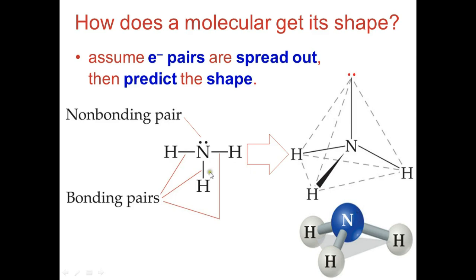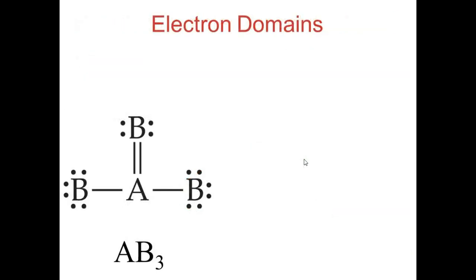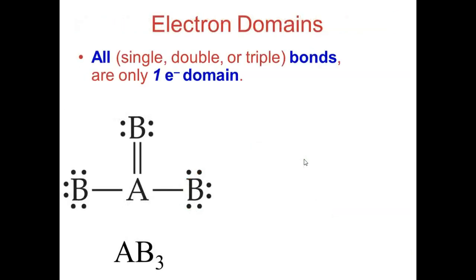And then we have these non-bonding pairs or lone pairs, and we have the bonded pairs, and we'll talk more about exactly how to find the shape. There's this thing called electron domains, where all single, double, or triple bonds around the central atom count as one domain. Electron domains are areas where there are electrons, and all bonds, whether single, double, or triple, count as one electron domain.